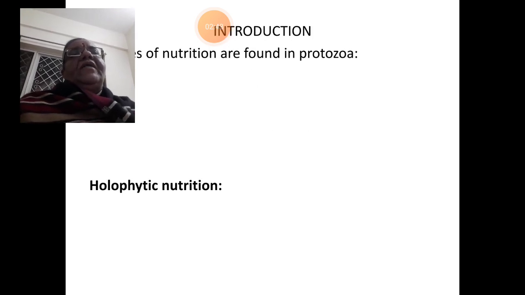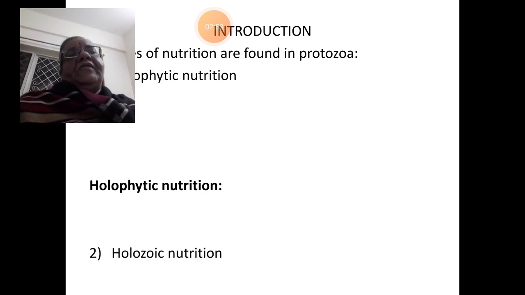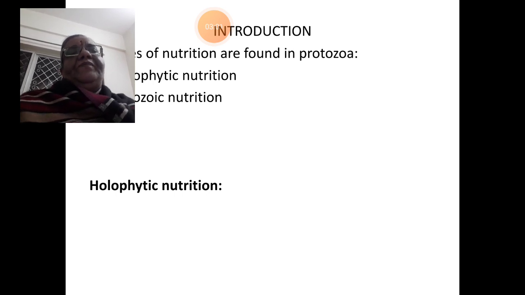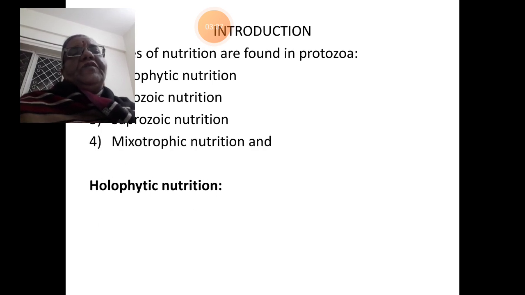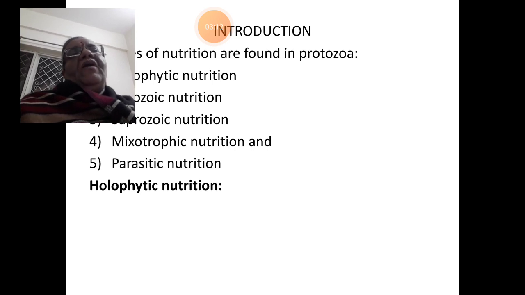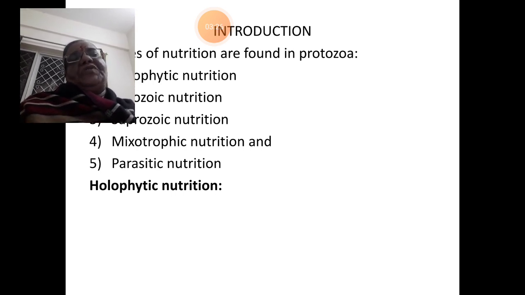Now, there are different types of nutrition which are found in protozoa. Basically, there are 5 types. One is holophytic nutrition. Second one, holozoic nutrition. Third one, sporozoic nutrition. Fourth one, mixotrophic nutrition. Fifth one, parasitic nutrition. So, all these modes of nutrition are found in protozoa.